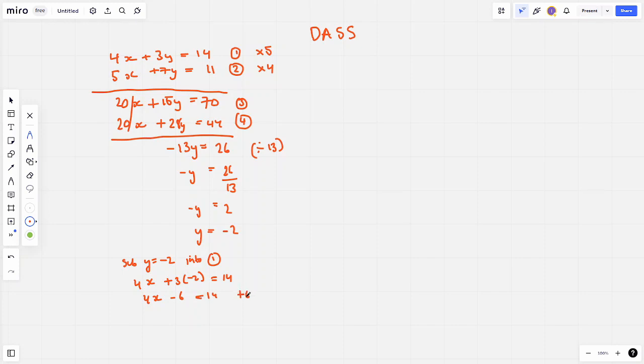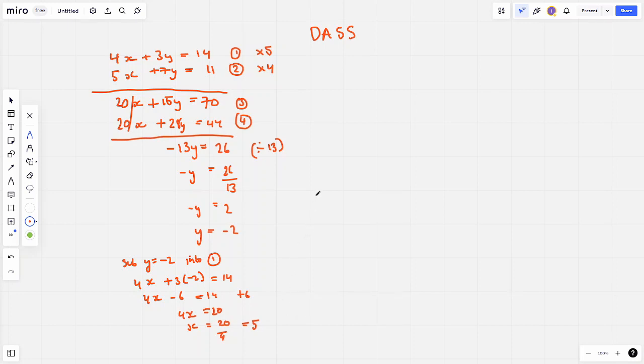So what we're going to do is add 6 to each side to eliminate the minus 6 and to isolate x. So we've got 4x equals 20. We're going to divide both sides by 4, which is 20 divided by 4. Again, that equals x equals 5.